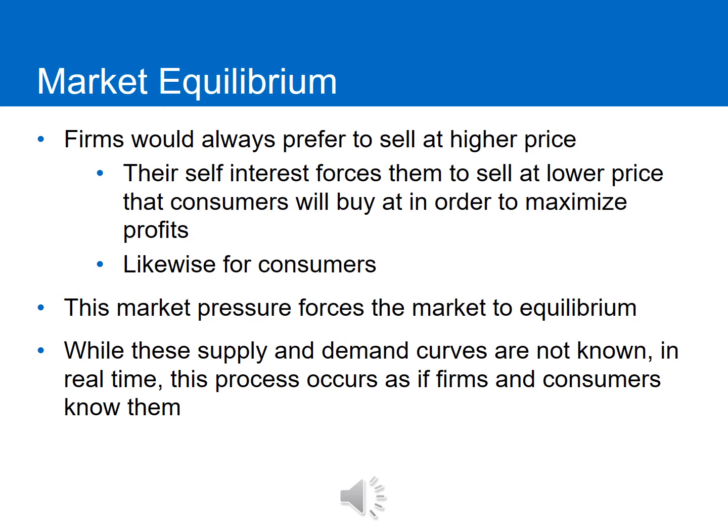Market pressures force the market towards equilibrium. They force sellers to sell at a lower price and consumers to buy at a higher price. While these supply and demand curves are not known, there's not an actual supply and demand curve for goods in each market. Firms don't know that in real time, and they can't use it to guide their production decisions. This process of moving towards equilibrium occurs as if firms and consumers knew those supply and demand curves.